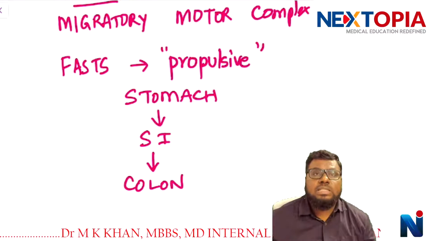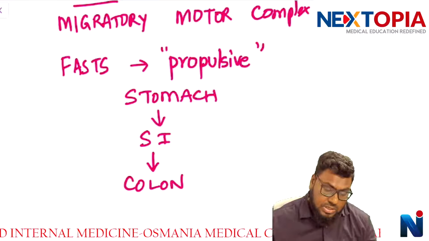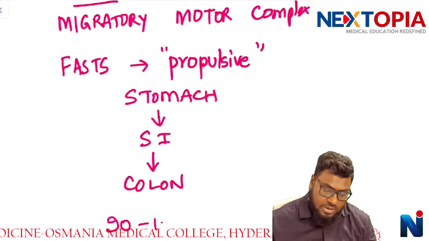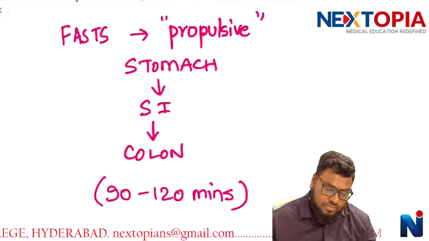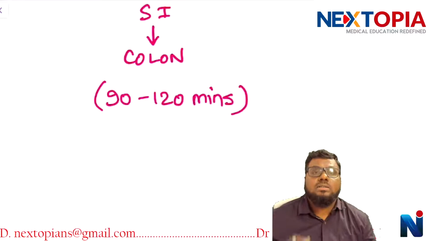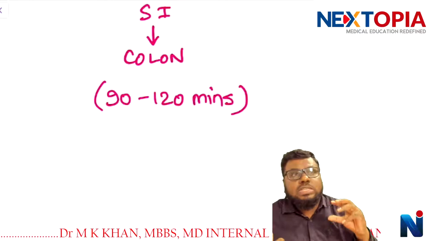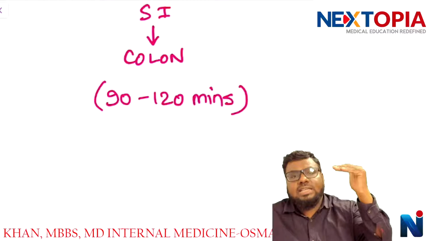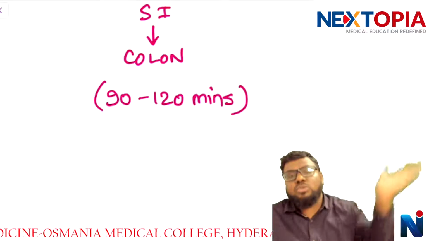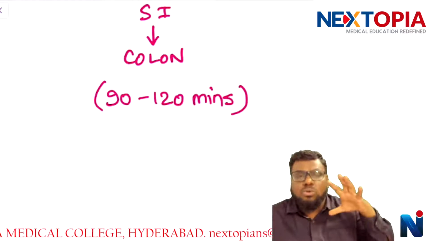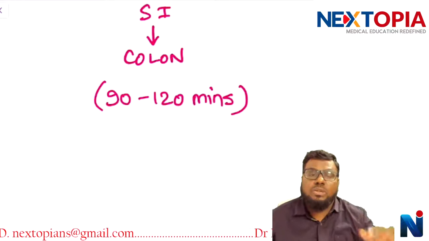During fasting, the migratory motor complex repeats every 90 to 120 minutes. It occurs in regular cycles: when one movement reaches the distal ileum, say it has started from the stomach, reached the ileum, and from the ileum to the colon, a new movement starts in the stomach. Slowly there is movement of undigested material from the stomach into the colon.